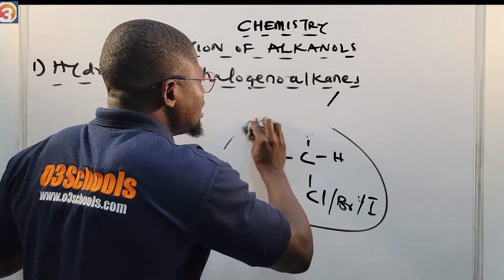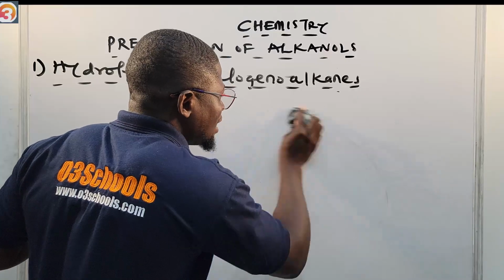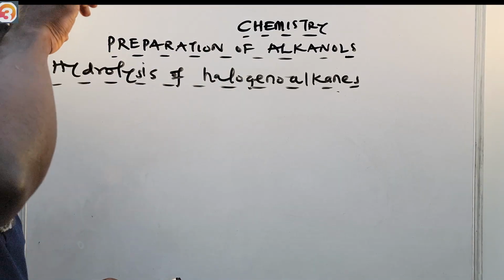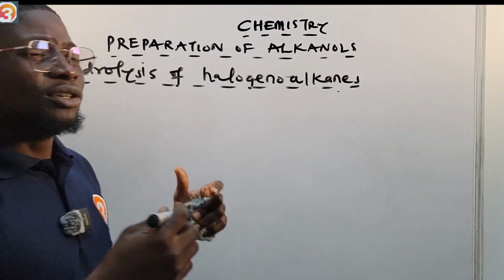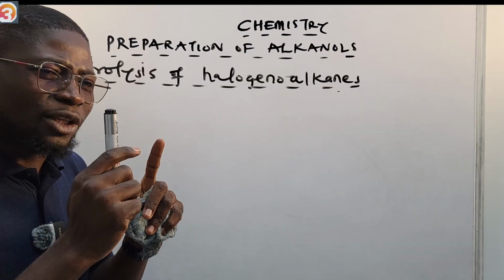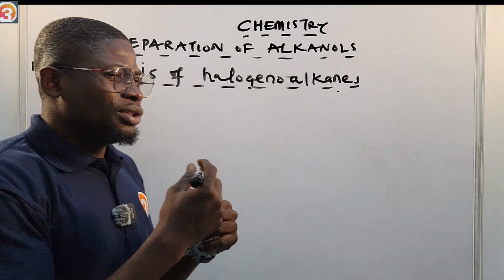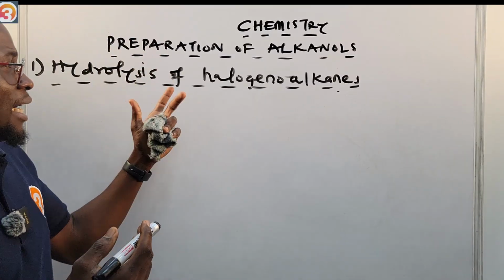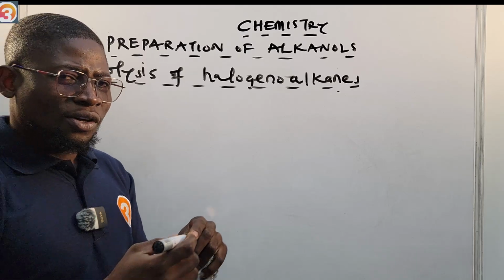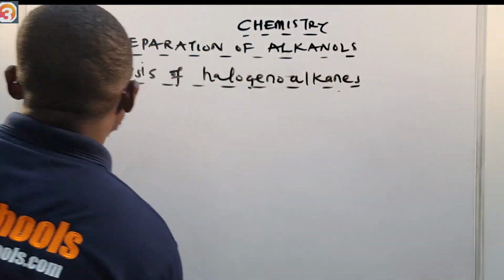So hydrolysis of halogenalkanes gives us the corresponding alcohol with the same number of carbon atoms. If we carry out hydrolysis on a halogenalkane that has one carbon atom, we're going to have an alcohol that has one carbon atom. If we carry out hydrolysis on a halogenalkane that has two carbons, the alcohol that will be produced will also have two carbon atoms. So let us see examples.